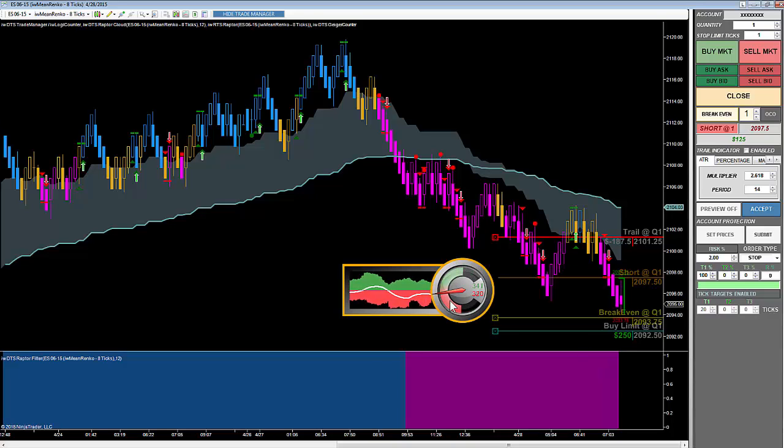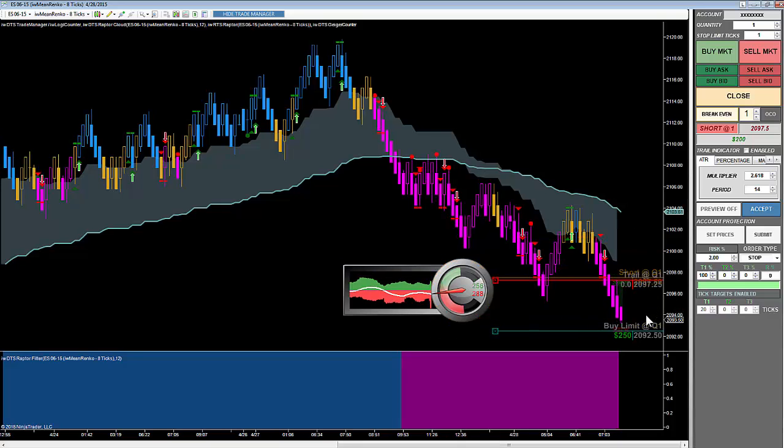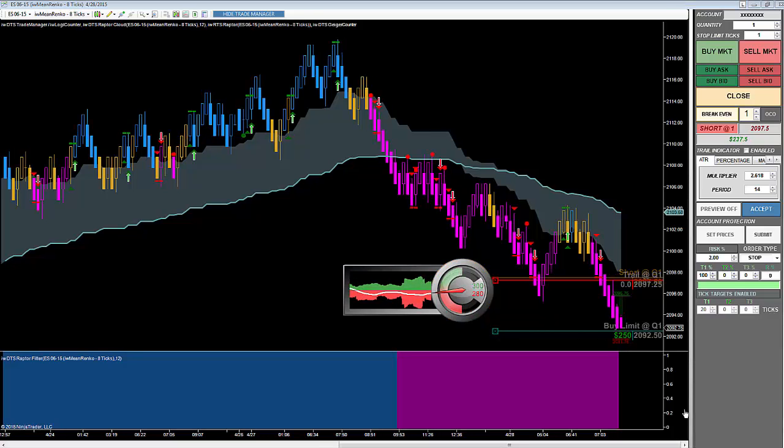The needle still very red. The histogram very bearish. There we go. We've hit our break-even stop, and hopefully the market will continue lower now. Oh yes, look at that. The needle still very red. A lot of selling pressure here in this market at the moment. Trend indicator now also red.